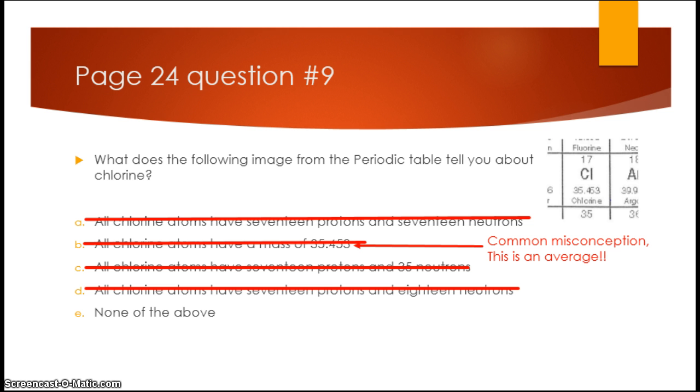Now, if they had said this is chlorine 35 or chlorine 36 or chlorine 37, we could have figured out exactly how many neutrons there are. But since they didn't say that, we have to put E, none of the above. So remember, don't pick atomic mass if they ask you about anything other than your atomic mass or the average of all the isotopes.